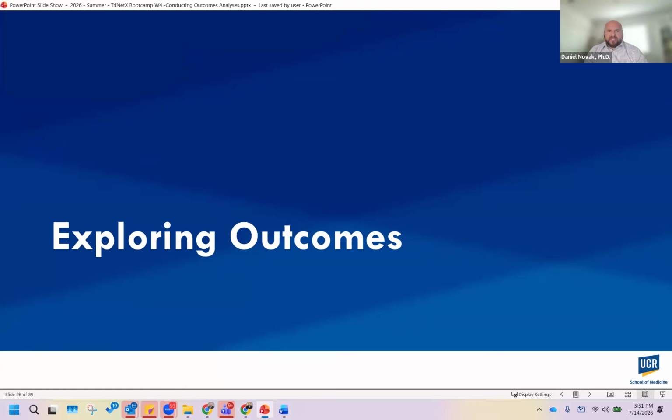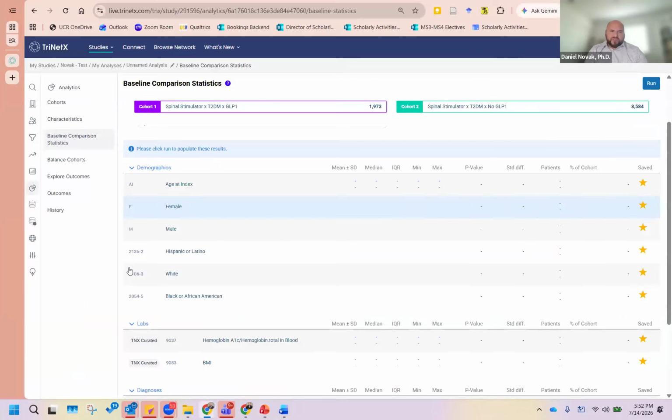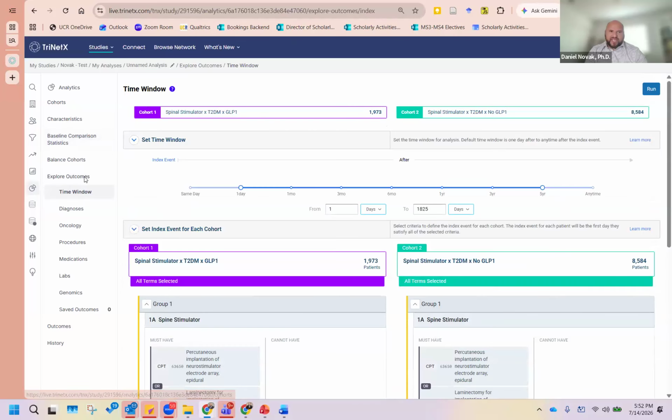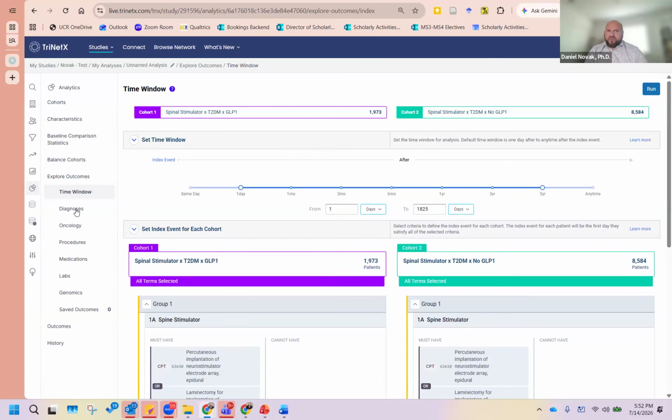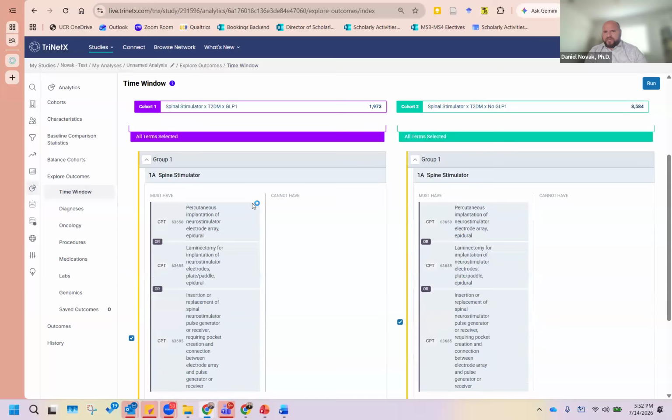And now we're going to move to the more exciting stuff, which is the explore outcomes function. Once you have your cohorts all set up, you will find that you've got your explore outcomes functions set up here, just like your other outcomes. The only difference is there's no demographics here, because you can't change your demographics, right? You can't have demographics become outcomes.